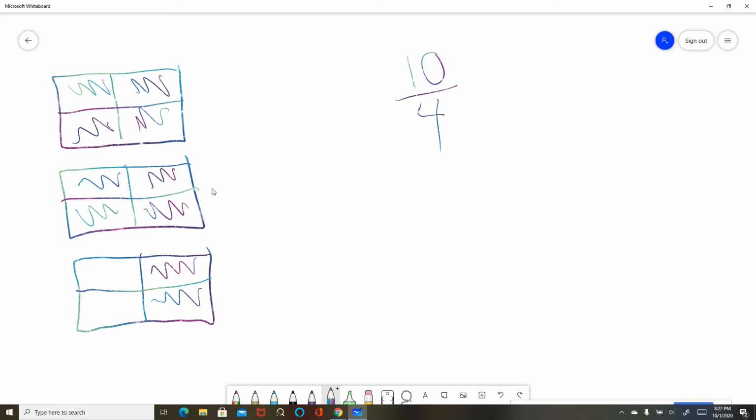But let's label it to make it a mixed number. We have 1 whole. 4 out of 4 equals 1 whole. And then we have 2/4. So our answer would be 2 wholes and 2/4. 10/4 is the same thing as 2 wholes and 2/4. 1, 2, 3, 4, 5, 6, 7, 8, 9, 10/4. And it's also equal to 2 wholes and 2/4.